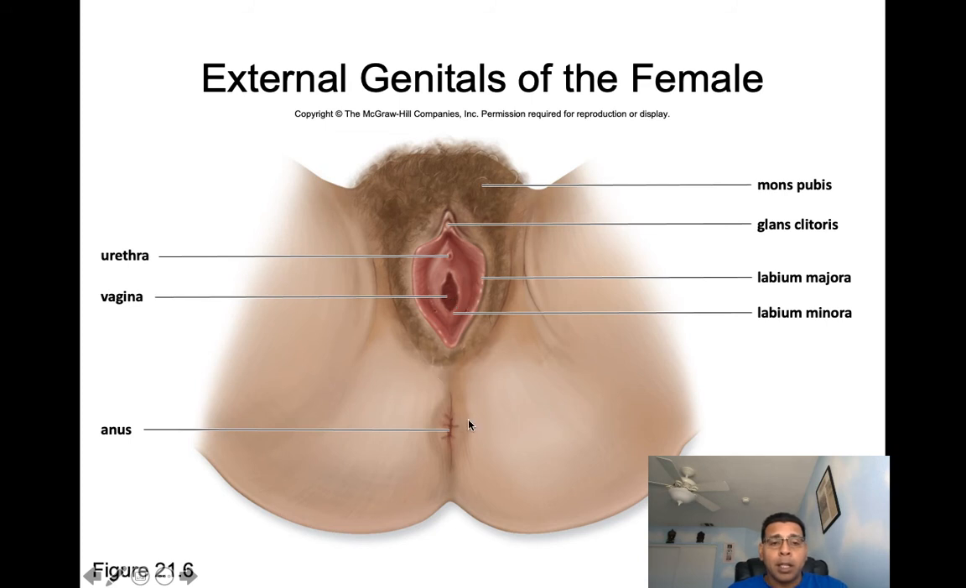Here we can appreciate the anus, and here we've got the vaginal opening, and right inside of here you have the urethra. So, one, two, and three openings.